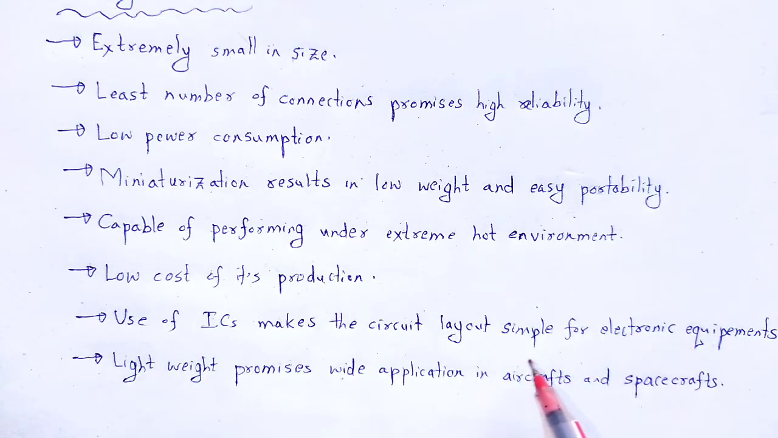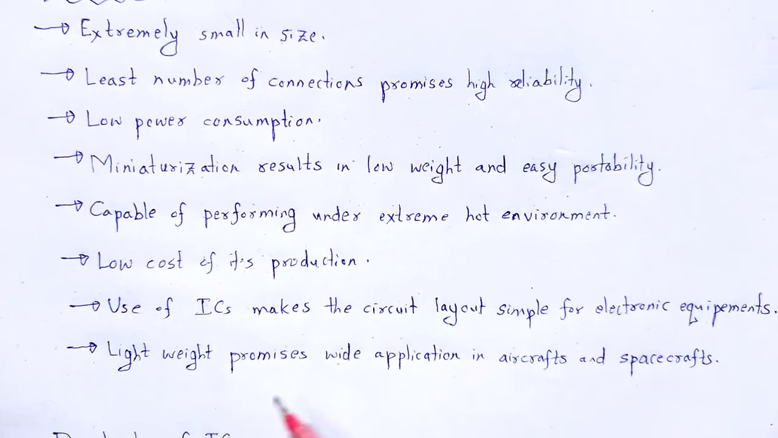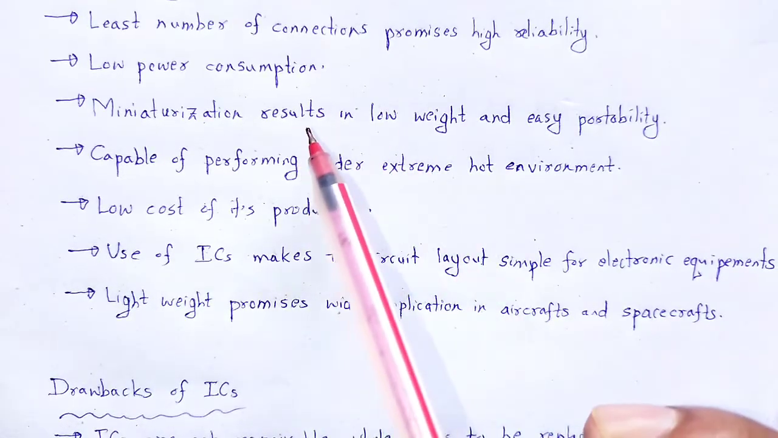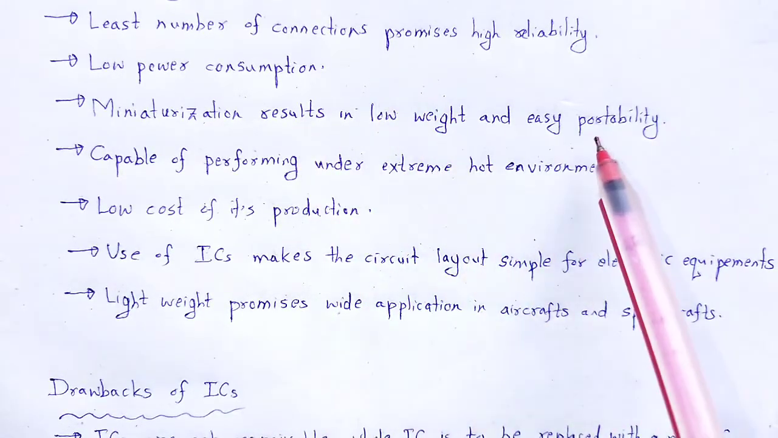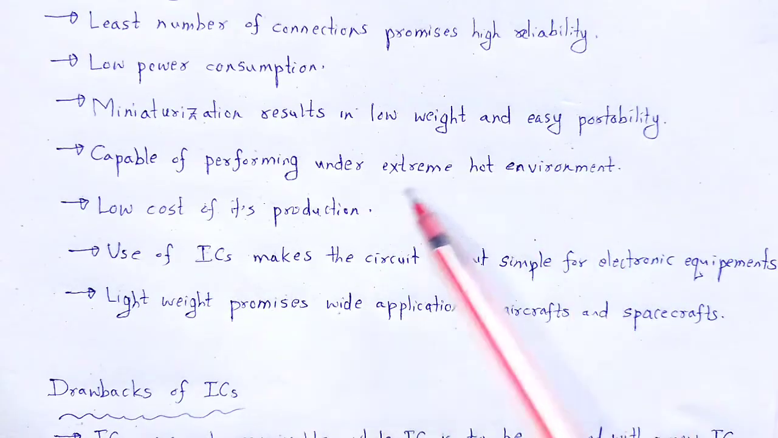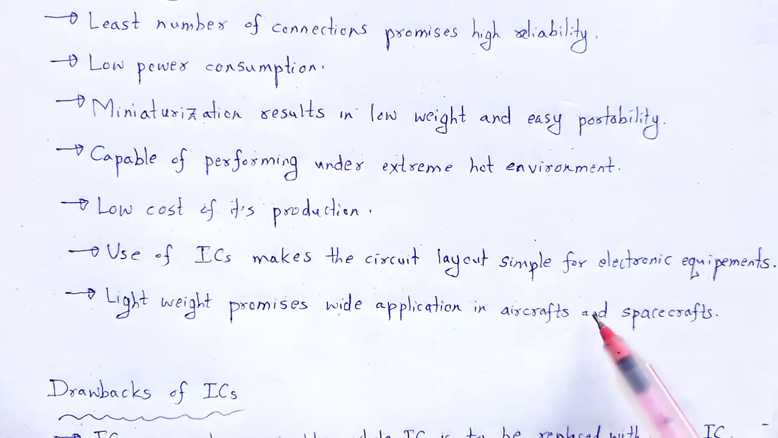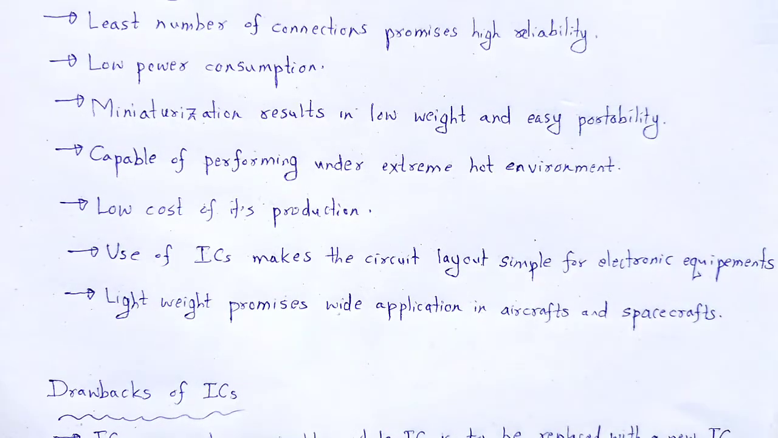When we rearrange the electronic equipment using ICs, it is very easy, or we can say very simple. Lightweight: due to its small size, it has low weight and is easy to port. So that lightweight feature promises wide application in aircraft as well as spacecraft.